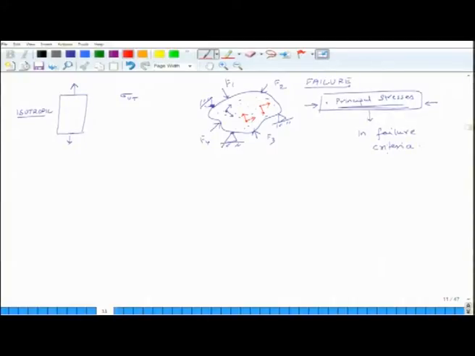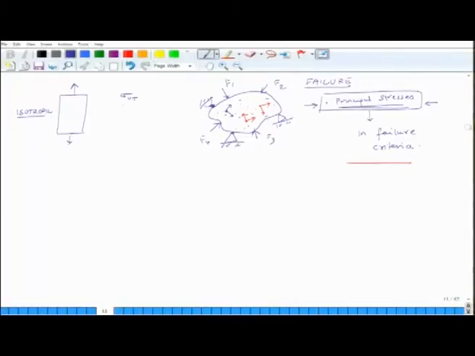So, we can use the principal stress method, but in the case of orthotropic or anisotropic material, this method just does not work, because you can compute principal stresses at every point, but the strength of the material keeps on changing with respect to the direction. So, you do not know what to compare these principal stresses with. Okay.